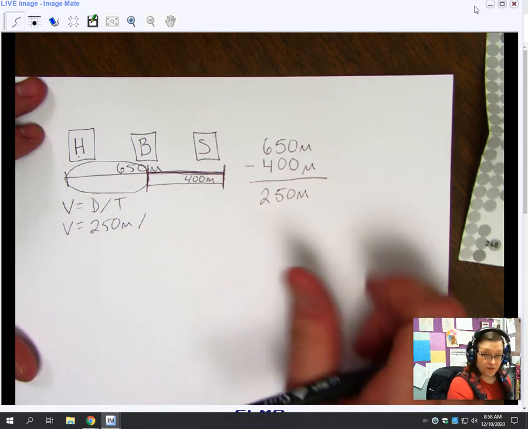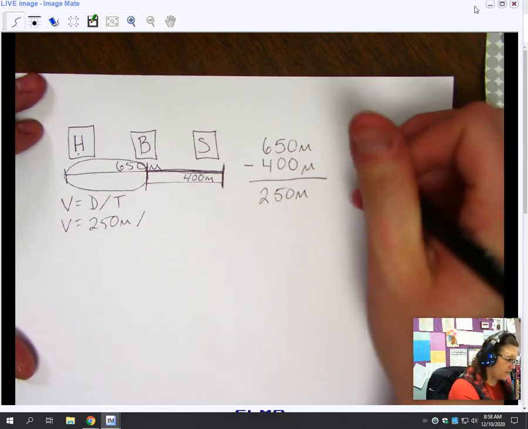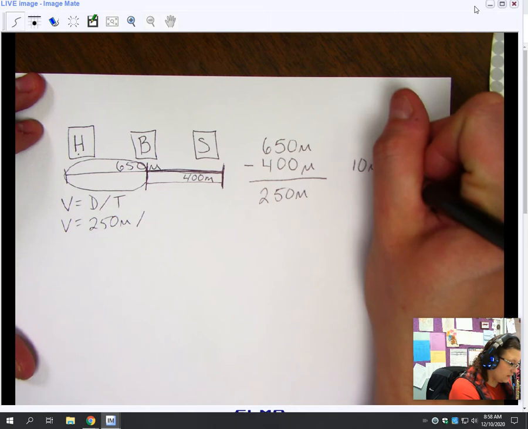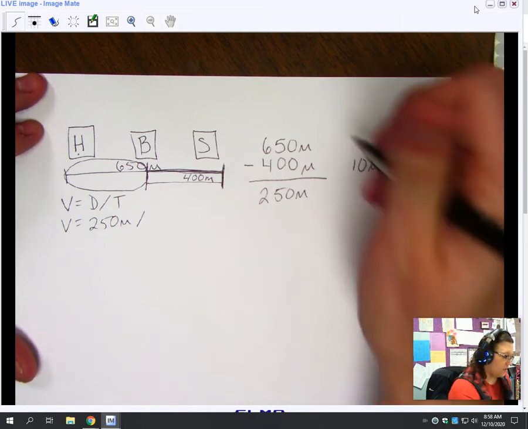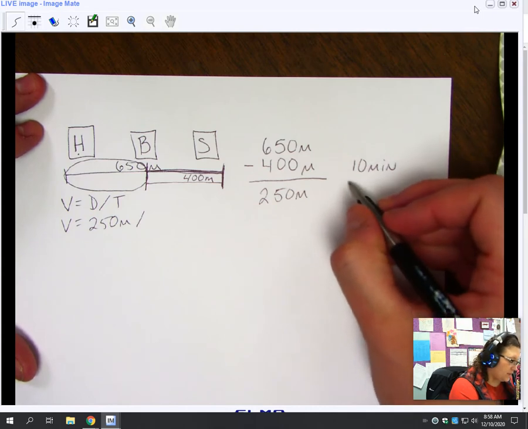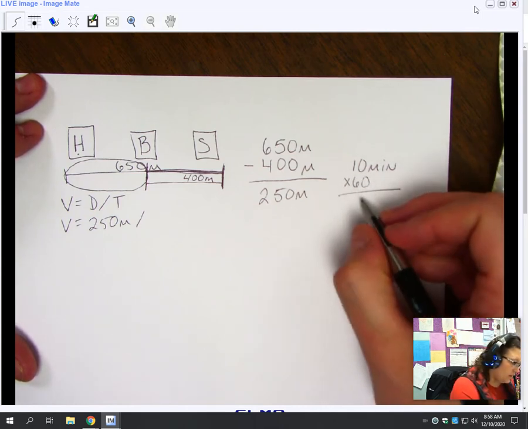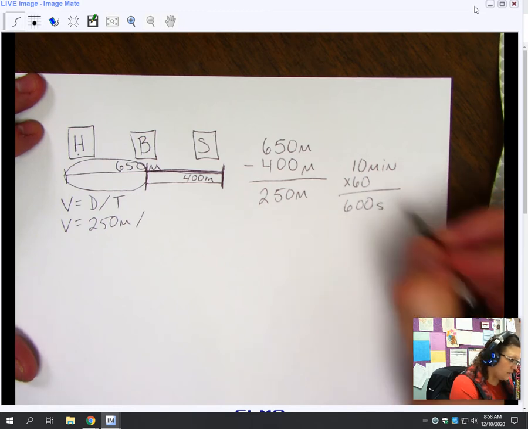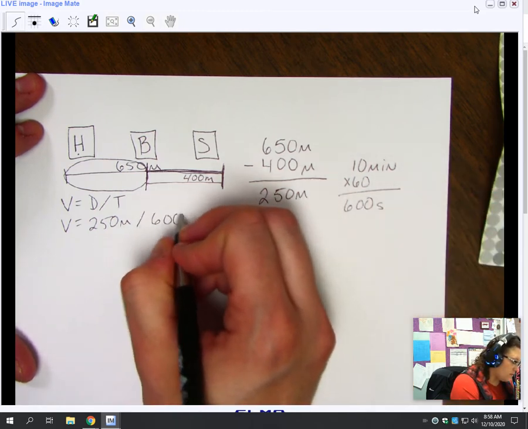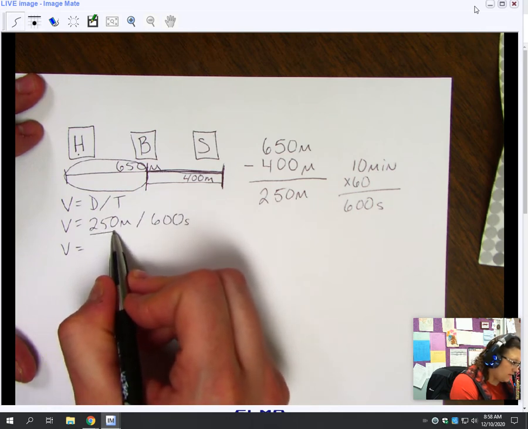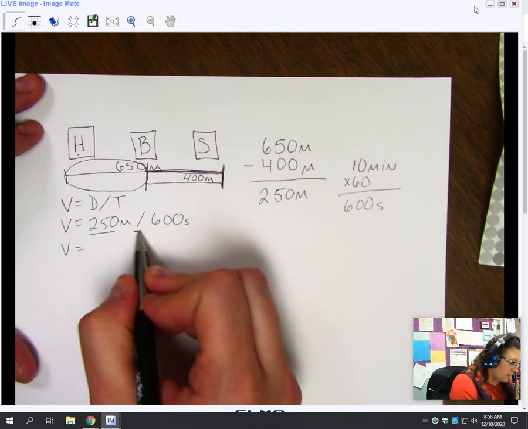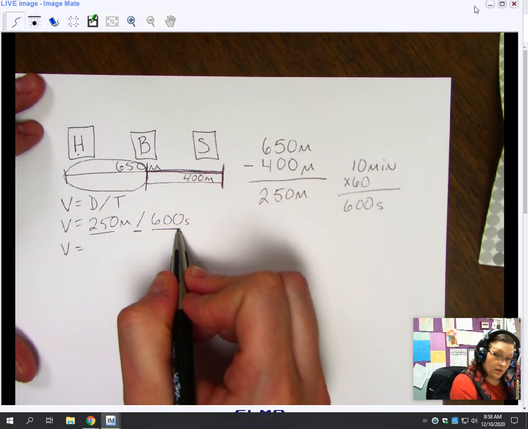The second extra step is it tells you it takes them 10 minutes. The question wants you to answer in meters per second. So to turn minutes into seconds, you have to multiply this by 60, and you get 600, and that becomes your seconds. Then you take 250 divided by 600.